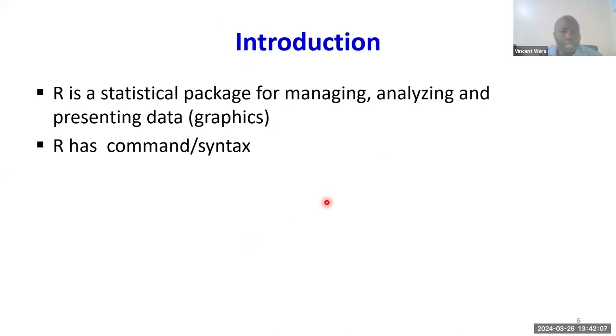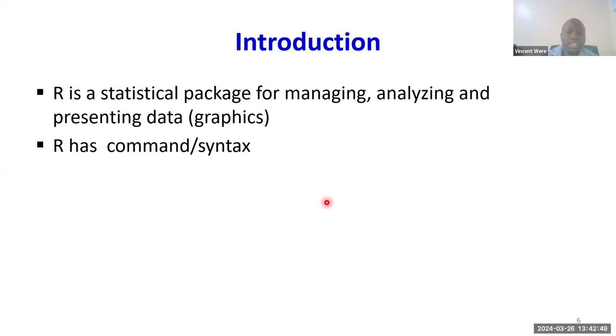Yeah, it's good. So R is a statistical package that was developed, I think in 1992, by two statisticians. They came up with this free software. I think one is called Ross, and the other one, I think, is Robert. They were building on another software called S. And R is not like any of the other softwares.